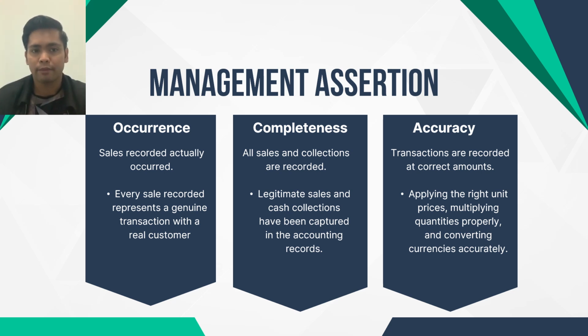Next, we have the assertion of completeness. The management asserts that all legitimate sales and cash collection have been captured in the accounting records. After that, we move to the accuracy assertion. Here, management is asserting that the amounts recorded are correct in terms of pricing, quantity, and calculation. This includes applying the right unit price, multiplying quantities properly, and converting currency accurately.